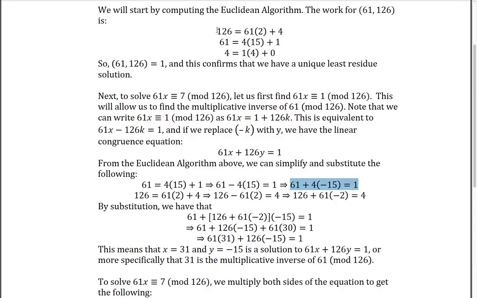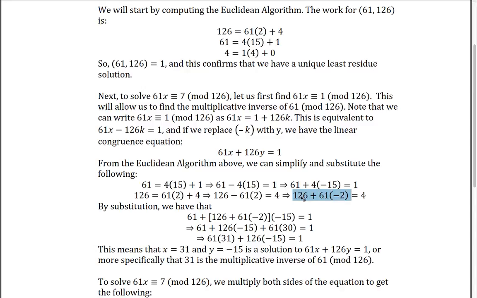Doing that same thing to the top equation of 126 equals 61 times 2 plus 4, moving the 61 to the other side and embedding that negative into the negative 2, we have that that's equal to 4. With these two equations, I see that there's a 4 located here in the result, and I see a 4 up here.